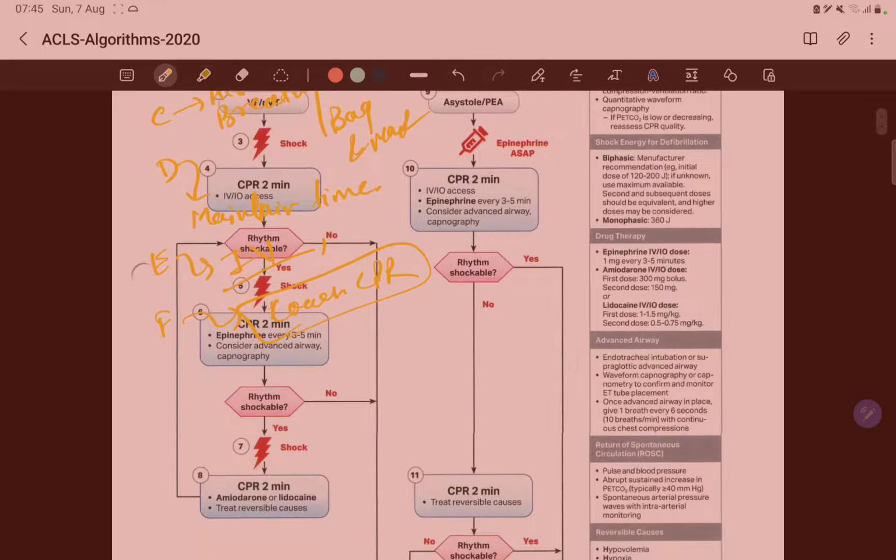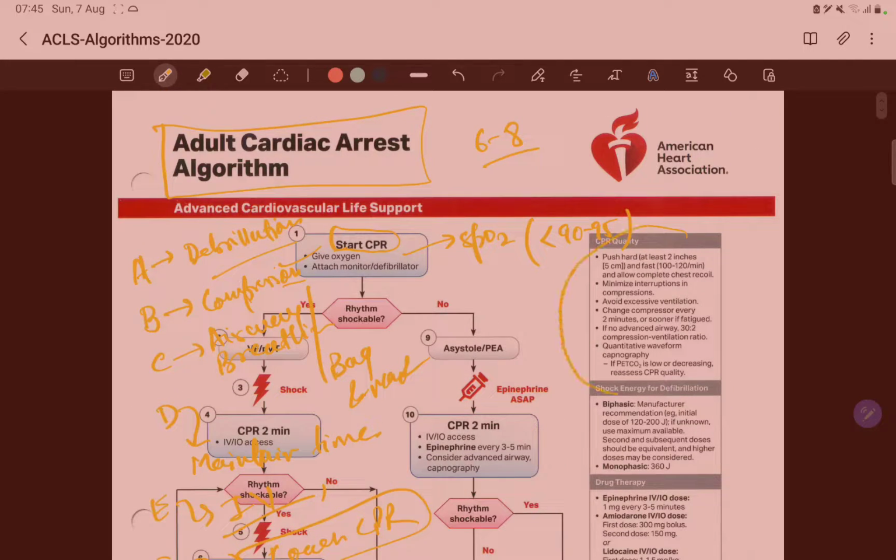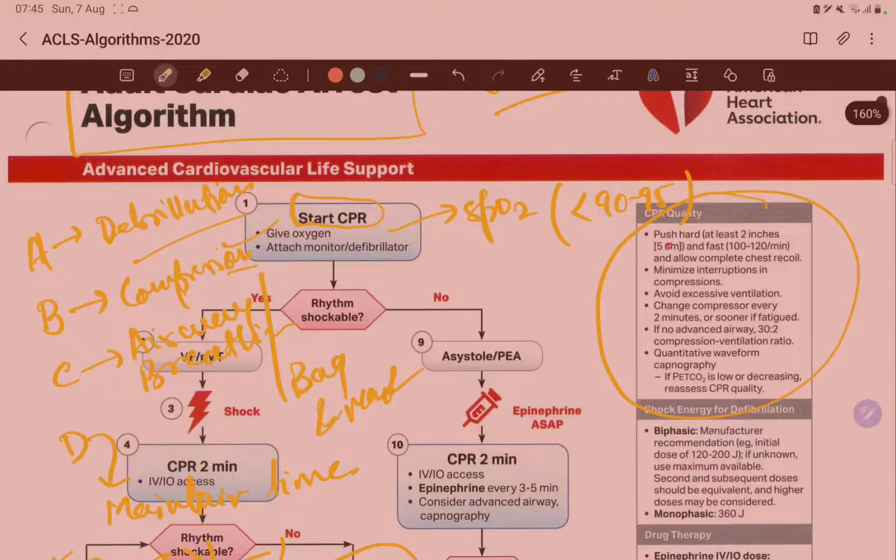The CPR coach will check the quality of CPR. So what is quality of CPR? These are the points for the quality of CPR. That is, push hard and fast. Push hard at least 2 inches, that is 5 centimeters, and fast, that is 100 to 120 per minute, and allow complete chest recoil so that the blood will return to the heart and coronary perfusion will be there, and the heart will not get very fatigued. So this is the first quality of the CPR, a good quality.